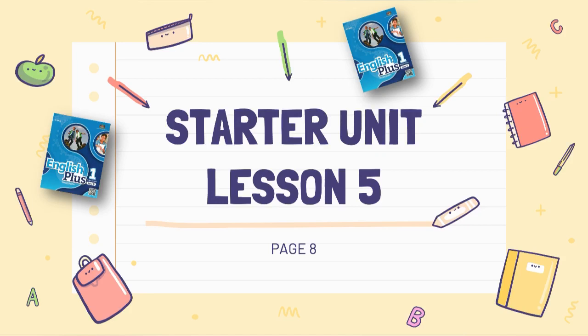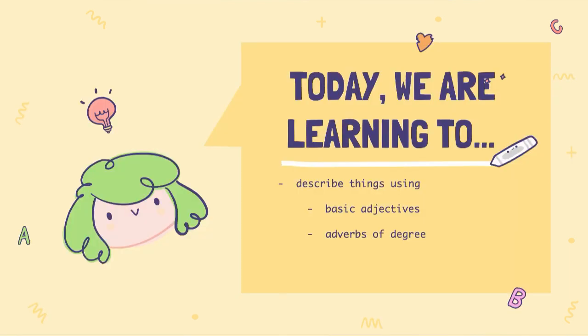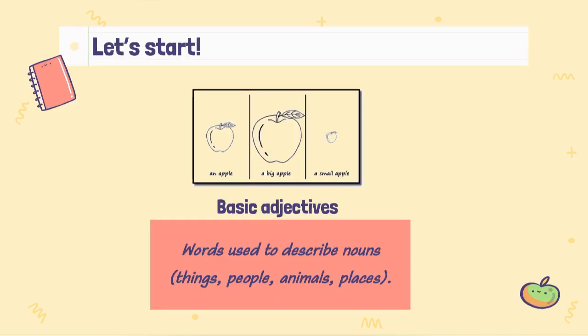It's Miss Nurul again, and today we are going to continue with Starter Unit Lesson number 5, page 8 in your textbook. Alright, so today we are going to learn how to describe things using basic adjectives and adverbs of degree. We are going to start with basic adjectives. Basic adjectives are words used to describe nouns. Okay, I think you already know. Nouns are things, people, animals, and places like that.